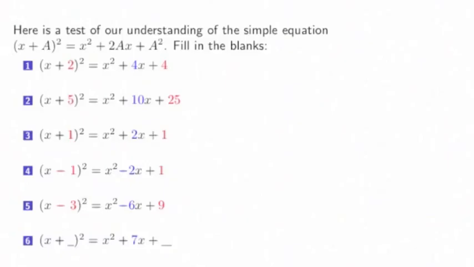In the last one, just as before, we divide the blue number by 2. 7 divided by 2 is 7 halves, so we know we must be working with x plus the 7 halves all squared. Do the algebra. X plus 7 halves all squared is x squared plus 7x plus 49/4.